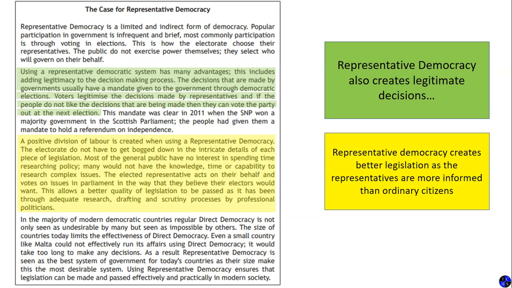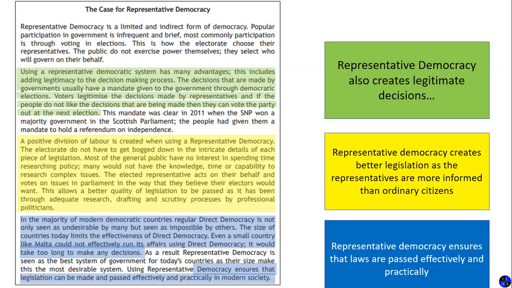That leaves us with one paragraph left. We'll double check it, but I think it's quite straightforward to match up which one it's going to be talking about. The talk down here about direct democracy is not only seen as undesirable in many situations, but it's also seen as impossible. It talks about how the size of these countries means that direct democracy just wouldn't be practical at all. You can see there at the bottom it kind of summarises that. Representative democracy ensures that legislation can be made and passed effectively and practically in modern society. So we go for that one in blue.